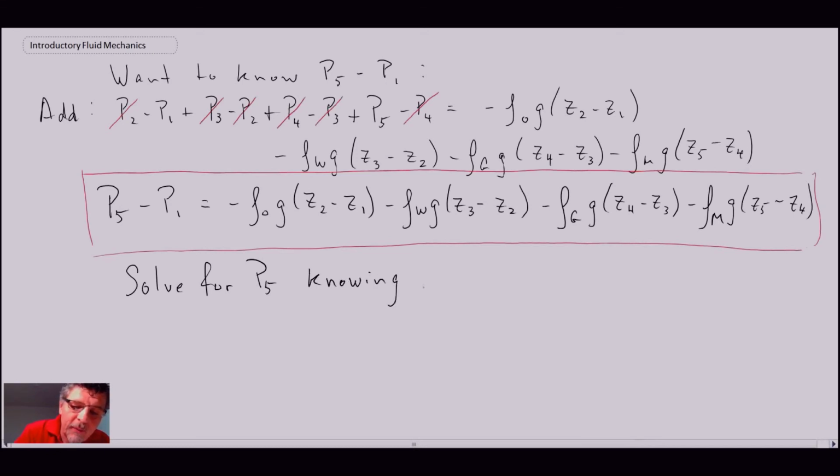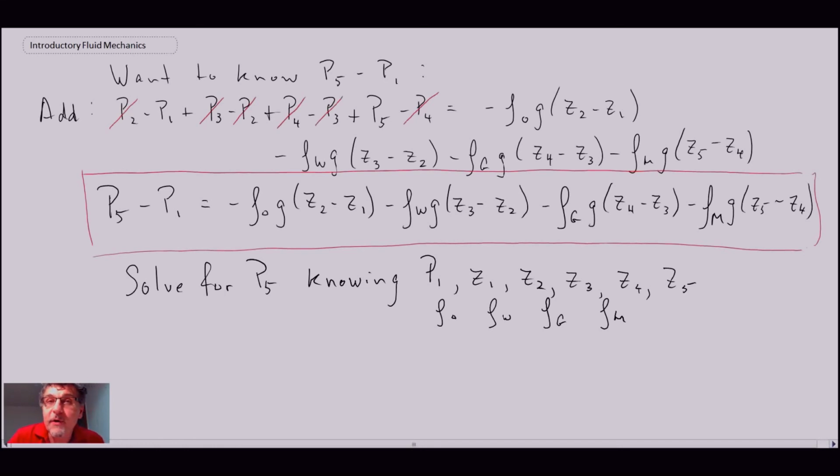you need to know the pressure at the surface, P1, and then you need to know all of those interfaces. The other thing you need to know is the density of all your fluids within the system. So you need to know the density of oil, the density of water, the density of glycerin, and the density of mercury. This is the principle behind which a manometer works.